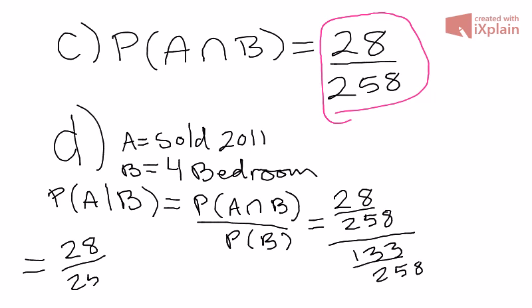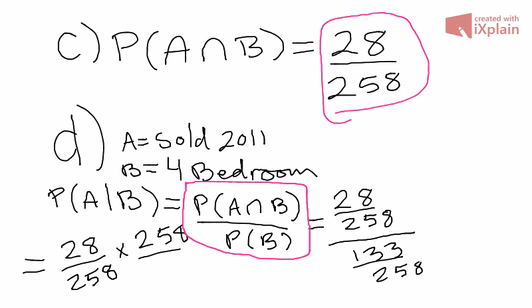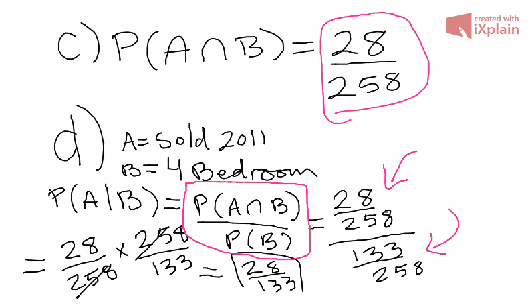Or if they don't give you a chart like this, you're going to have to use this equation here. And you'll say, what's the probability that both things happen? Well, 2011, 4 bedrooms, there's 28 out of 258 total. And then this down here, the 133 over 258, is the probability of B, and that's just using this formula here. The probability of B, the probability of 4 bedrooms, well, there's 133 out of 258 of those.